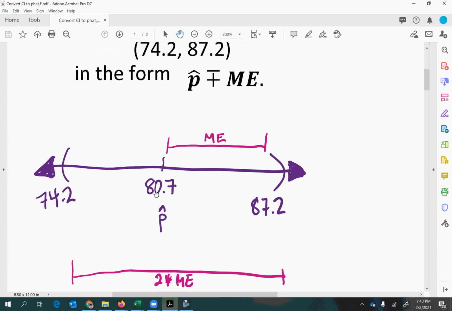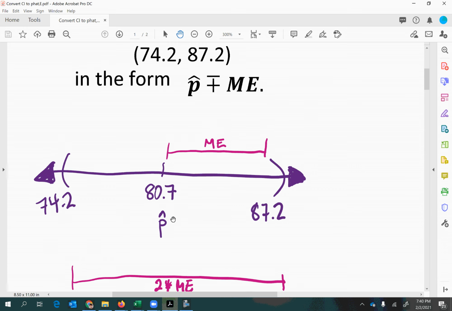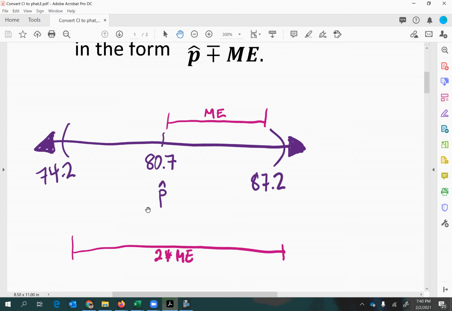So how did I get that 80.7? Well, it's the midpoint. So we add the two boundaries and divide by 2 to get 80.7. And I have also the margin of error to think about. How do I figure out what that is? Well, the margin of error is half the distance between the two boundaries.